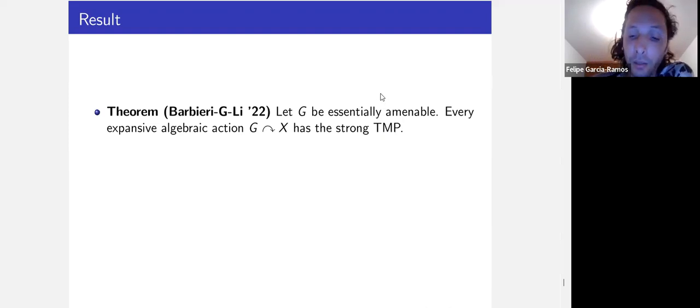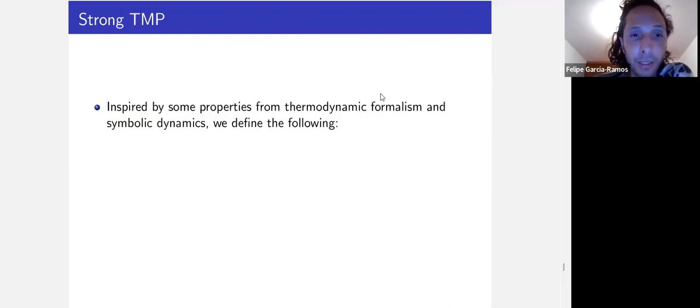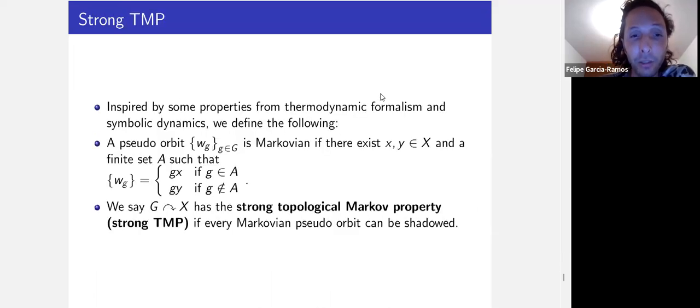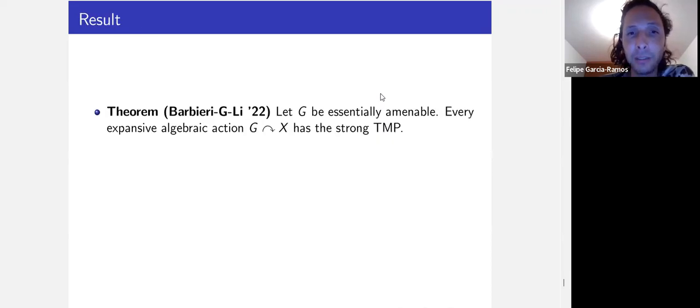Okay, so remember that Bhattacharya had an example that did not have shadowing. So it means we may not have shadowing, but we still have this property.